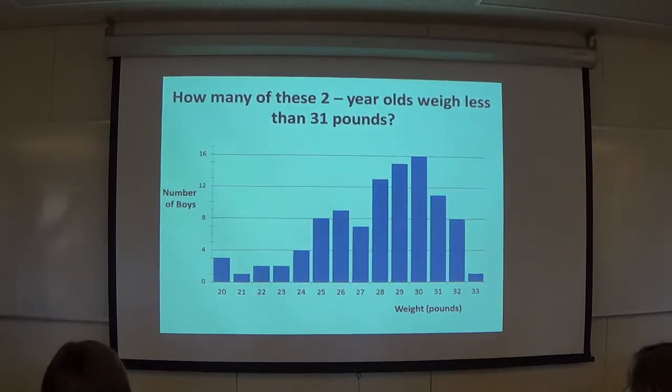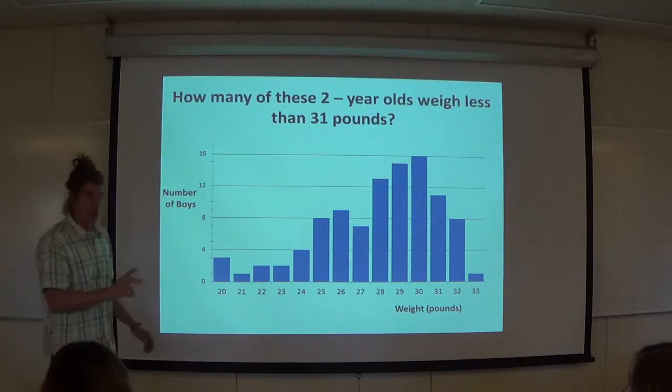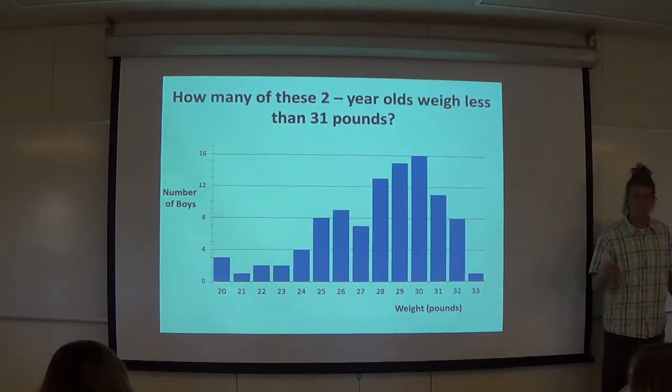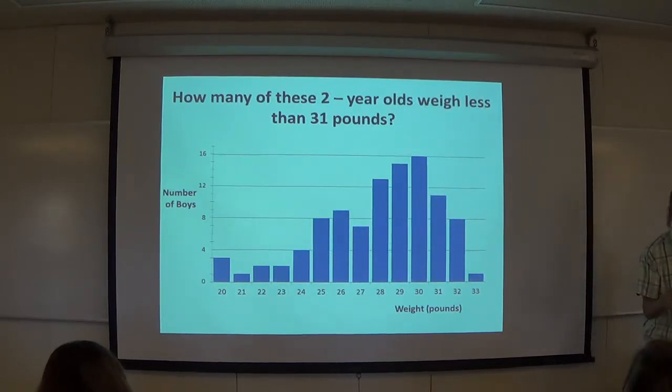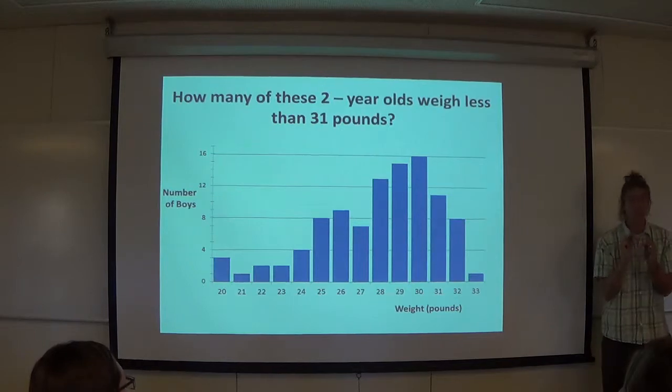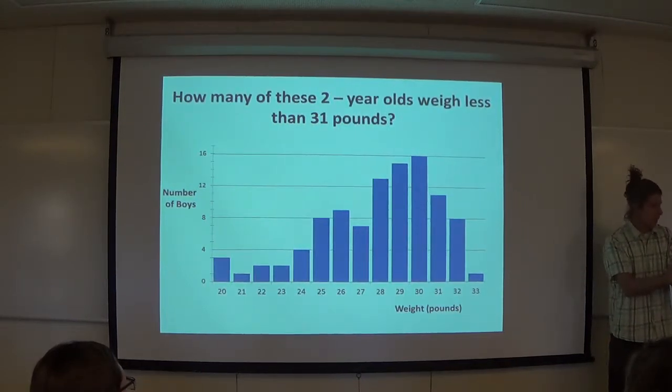Boom. Listen to this. 80% of the sample data is less than 31 pounds. We just figured out how much Max weighed during his appointment. He was in the 80th percentile, which means he's bigger than 80% of kids his age, his race, his gender. See what I'm getting at?